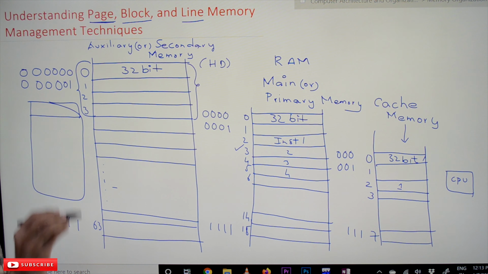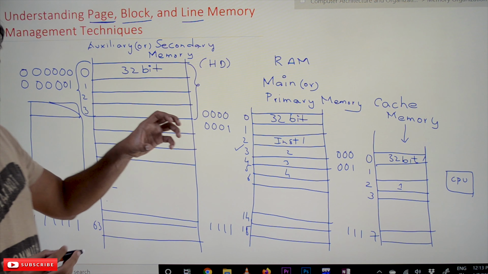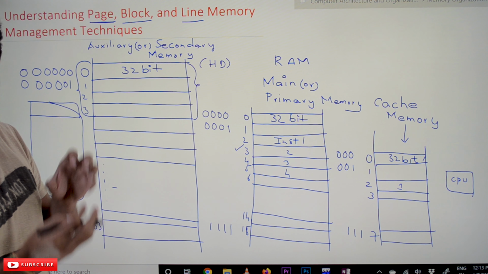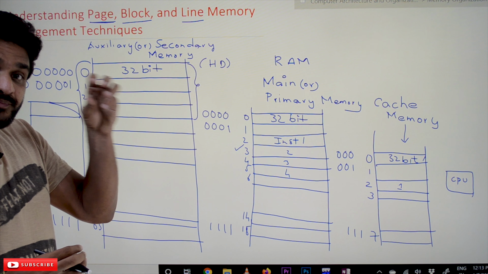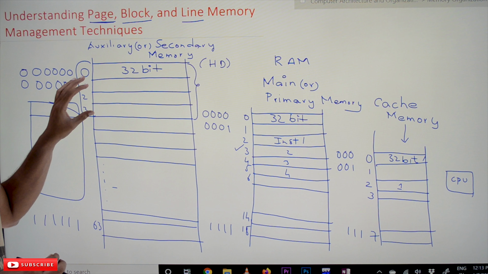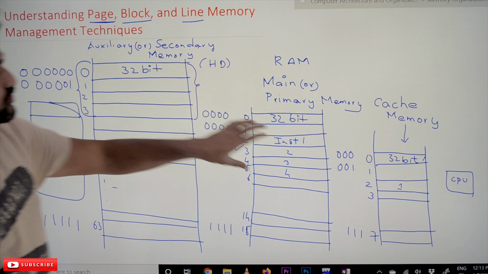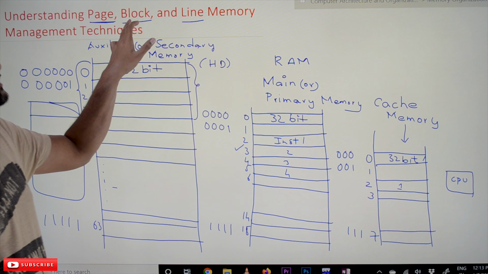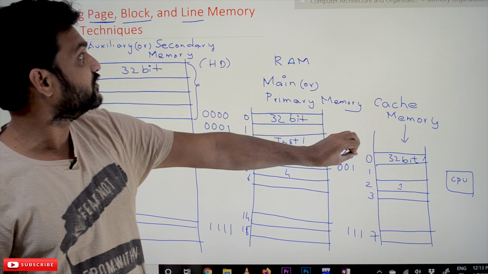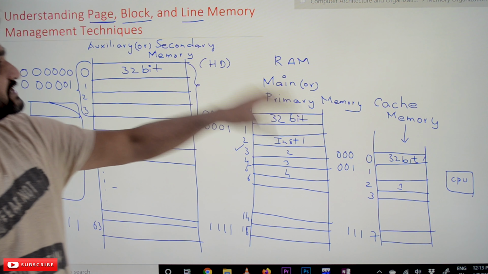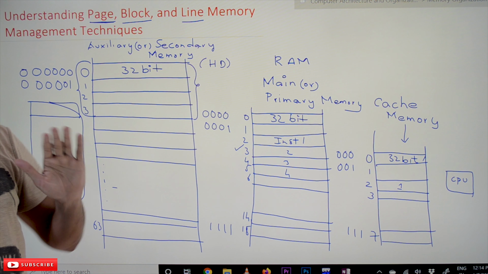So this is very important to understand. As we have decided that we want to group 4 words, if that grouping is done on the hard disk, we call it a page. If that grouping is on the main memory, we call it a block, and the grouping of words in the cache memory is what we call a line.